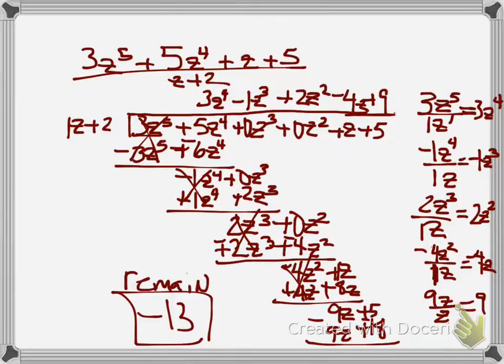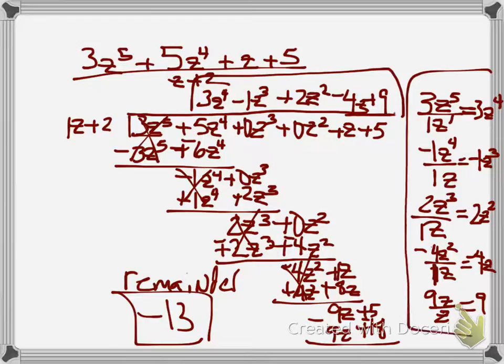And then my answer with the remainder, all of this plus the remainder, is 3z to the 4th minus 1z cubed plus 2z squared minus 4z plus 9 with a remainder of negative 13. So I think separating and just looking at those lead terms and then taking these answers and putting them up top is going to make that a lot easier. I mean, it just blows my mind. It really does. So there you go, guys.